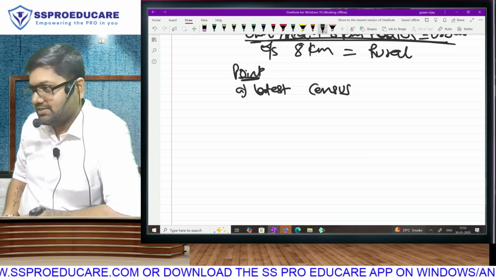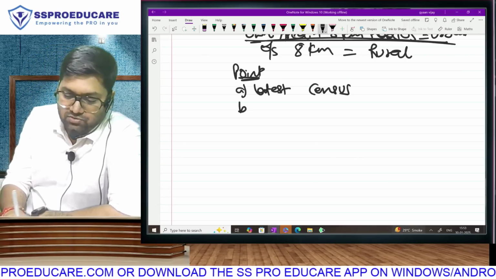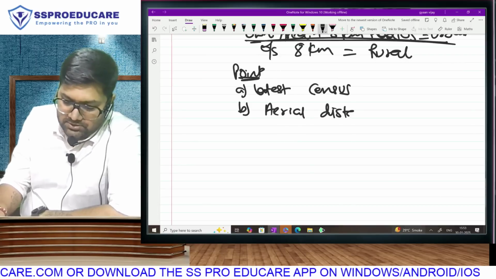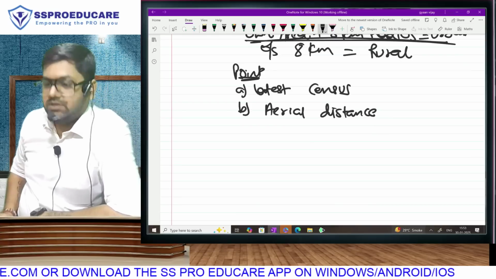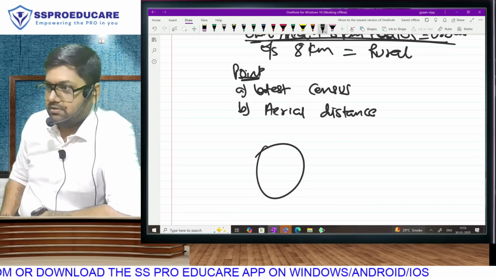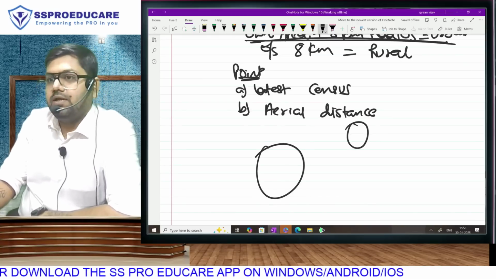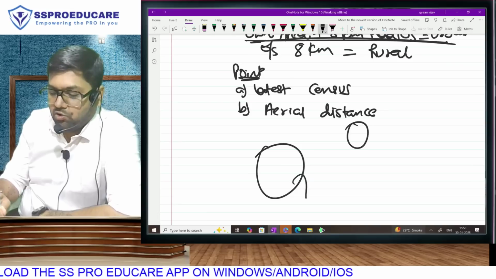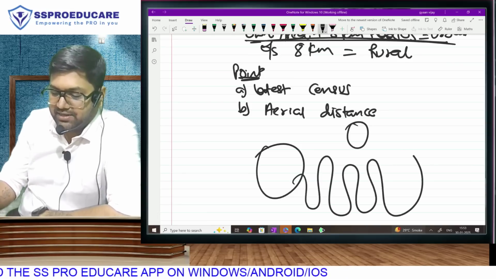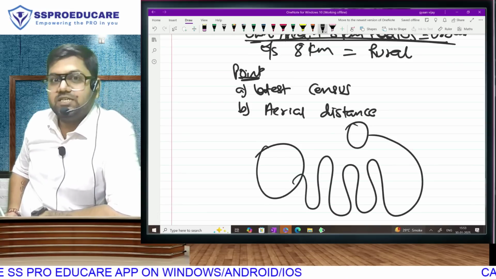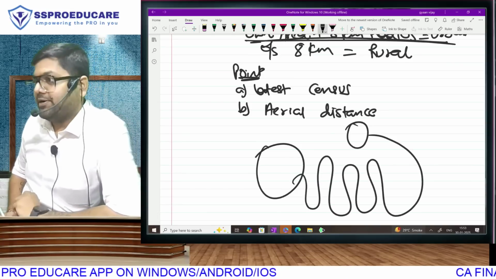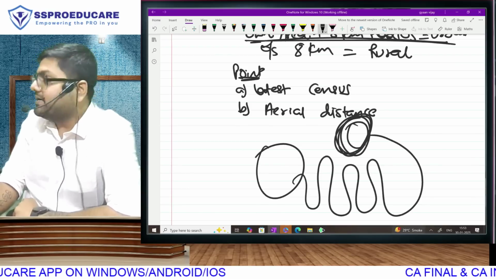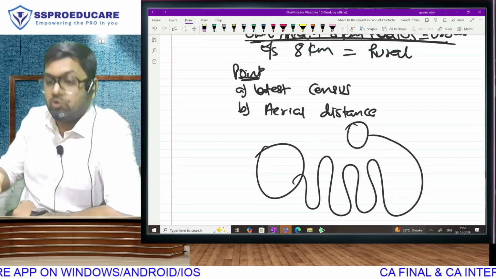You understood latest census? And second, we have to see aerial distance. See, understand. Supposing Mumbai city. This is a nearby city. Now, if we have to do road travel, it is like this because maybe it's a ghat area. This distance is 20 kilometers. So this land appears to be outside the range. No, bro, you won't be checking the road travel.